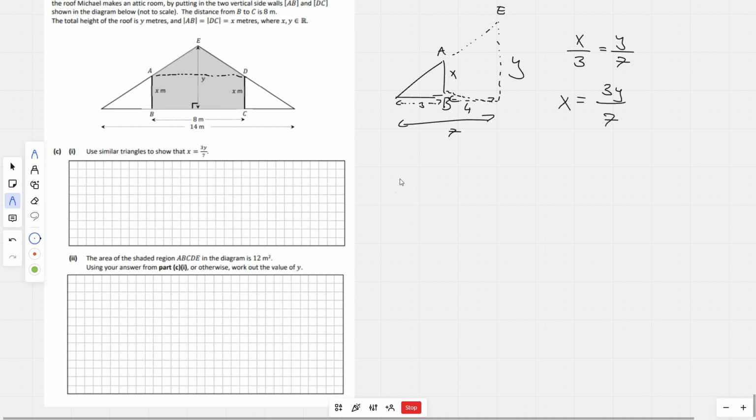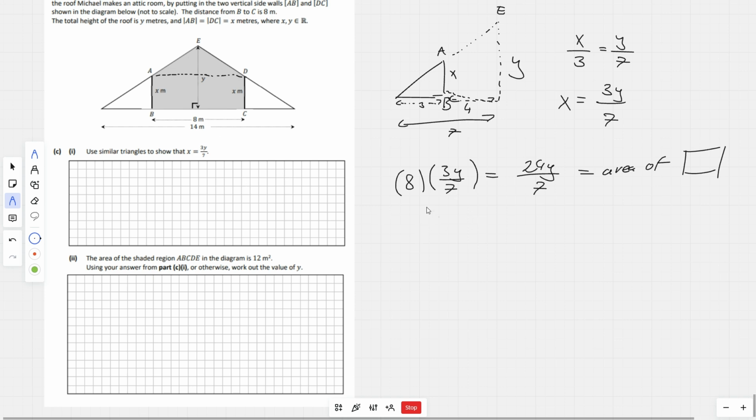So the rectangle would just be length by width, which will be 8 by 3y over 7, or 8 by x, but remember x is now equal to 3y over 7, so we can use that. And that will be 24y over 7. So that will be the area of the rectangle. So now we want to look at the area of the triangle up top here.